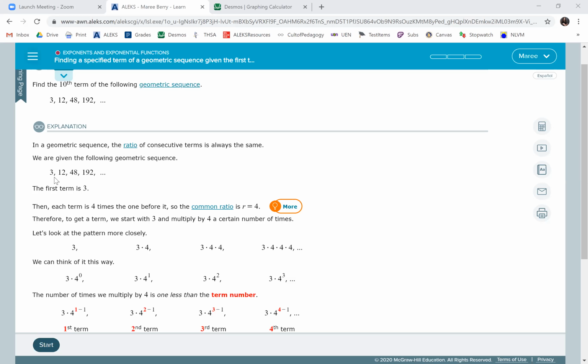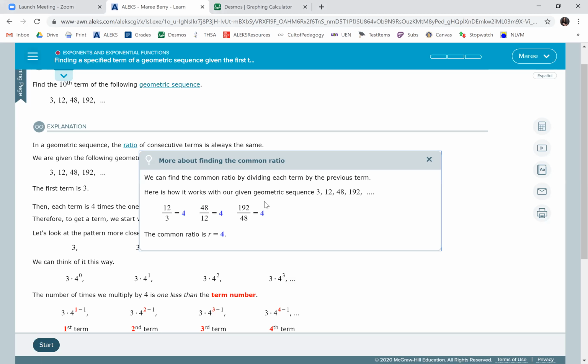So since the first term is 3, we already know it's geometric. So we're timesing 3 by something to get to 12, which would be 4. And then we times 12 by 4 to get 48, and so on. So we're timesing by 4. That's called the common ratio. It's 4. Let's see what else they have to say here.